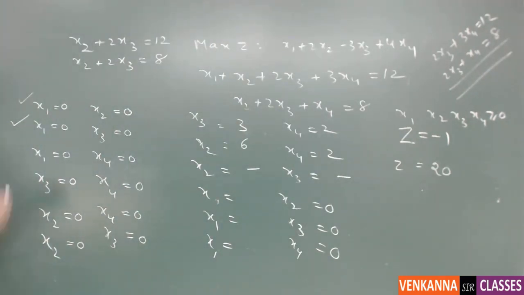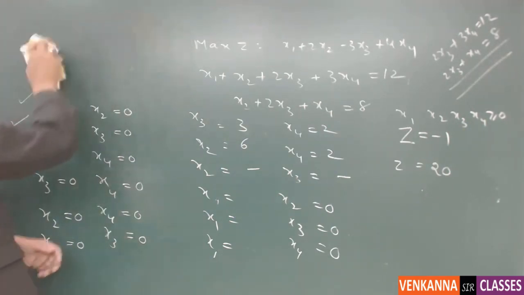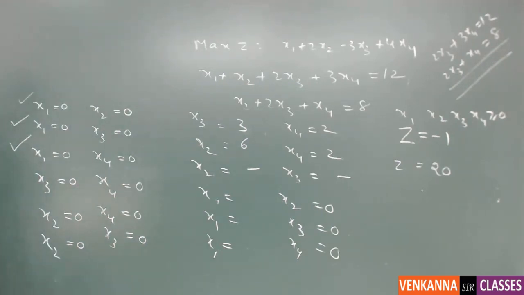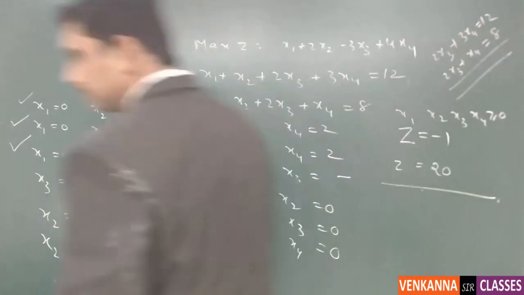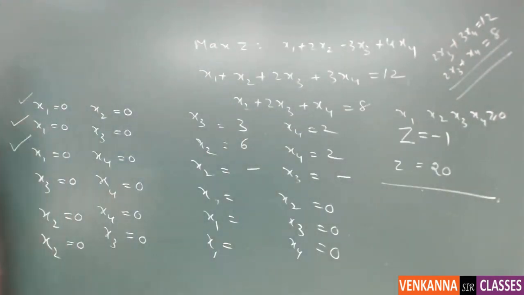Fine. Now go with the fourth option: x3 equal to 0, x4 equal to 0, and you solve the equations. In this case, z will not be there. Two 8 or 4 8, which one is correct?